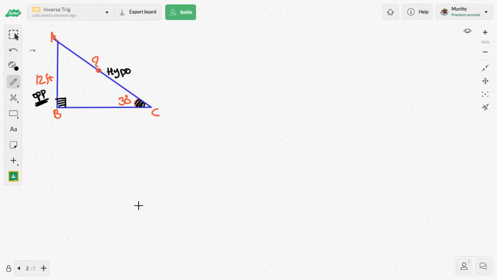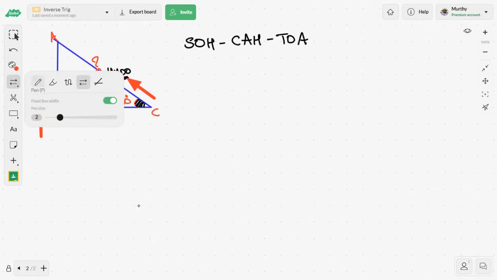You know that. Therefore, where do you find opposite and hypotenuse? Think of SOHCAHTOA. Let me take this one, which is here opposite. Let me change the thickness so that it will be more visible. Right. Say this is opposite and this is hypotenuse. Therefore, where do you find these two? Opposite and hypotenuse.